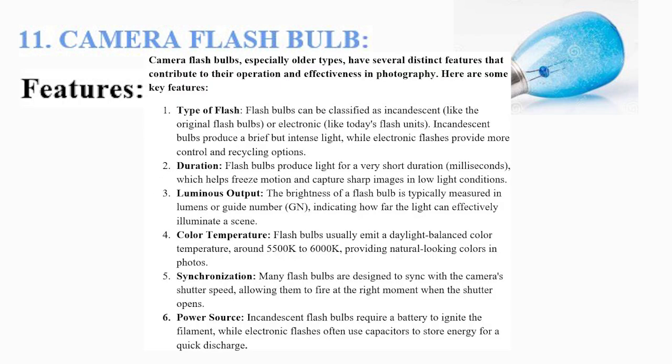Camera flash bulbs, especially older types, have several distinct features that contribute to their operation and effectiveness in photography. The key features include the different flashes, their duration, their luminous output, color temperature, and power source.